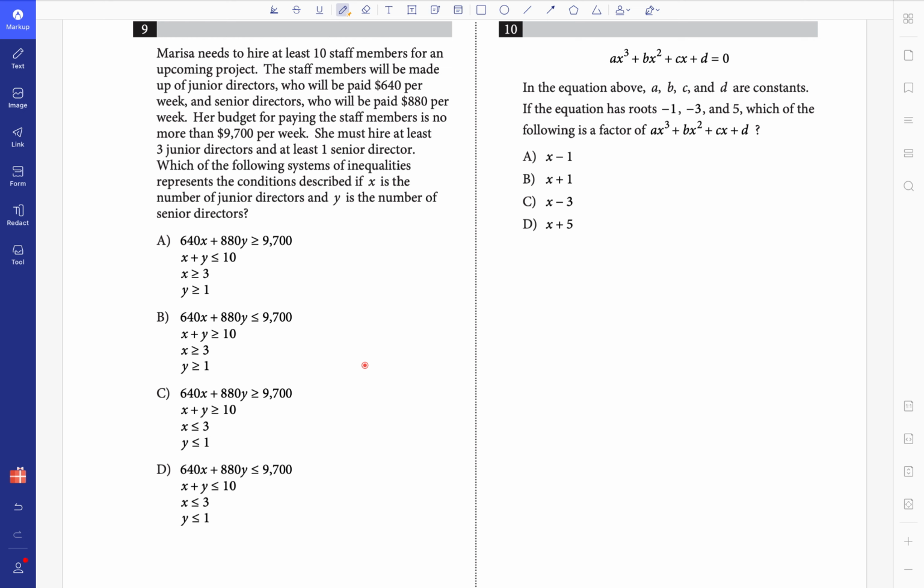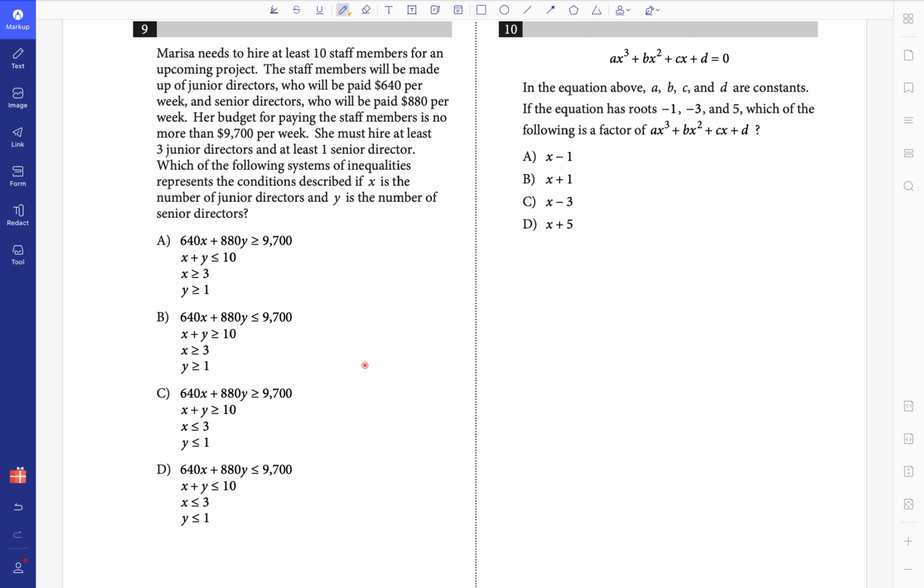Okay. So Marisa needs to hire at least 10 staff members for an upcoming project. The staff members will be made up of junior directors who are paid $640 per week, and senior directors who are paid $880. Her budget is no more than $9,700. She must hire at least 3 junior directors and at least 1 senior. Okay, so this is a system of inequalities.